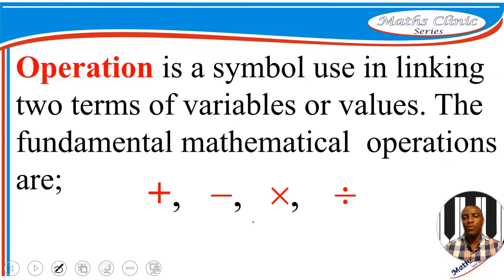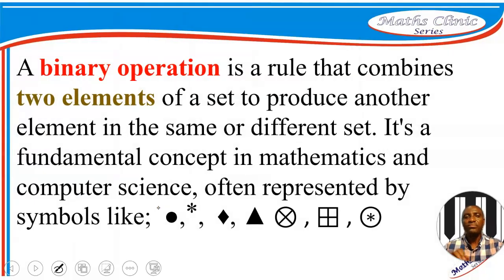The fundamental mathematical operations are addition, subtraction, multiplication, and division. And this is what we know from primary school, that anytime we want to combine two variables or two values, we can use any of these fundamental operations, right? Now, when we talk of binary operation, the topic is binary operation. We know what operation is. When we say binary operation, it is a rule that combines two elements or two values or variables of a set to produce another element in the same or different set.